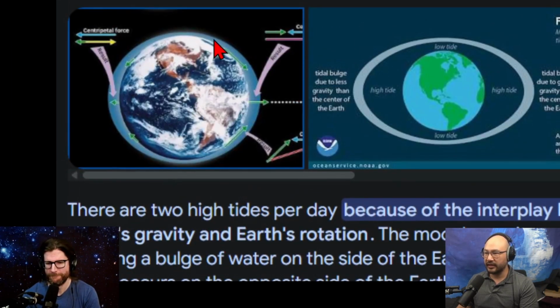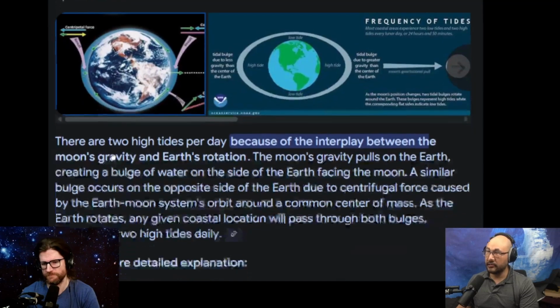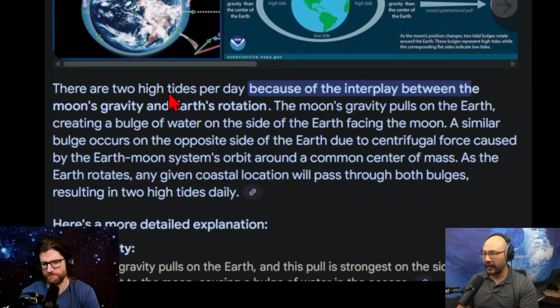So first we see this picture. Here's the Earth. There's a bulge on this side. This is the moon side, and this is the other side. And the explanation was that there are two high tides per day because of the interplay between the moon's gravity and the Earth's rotation.